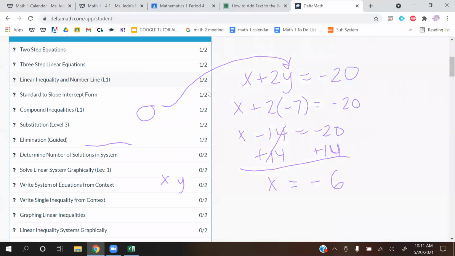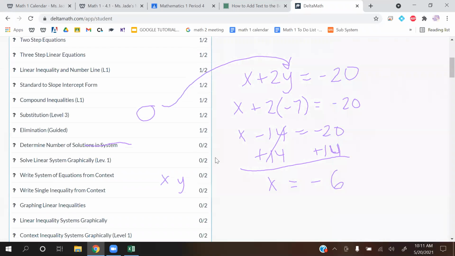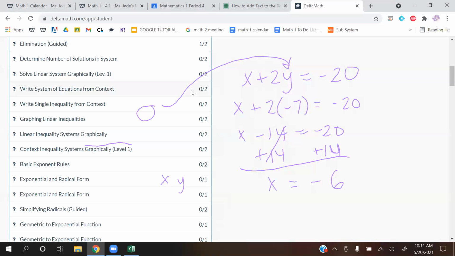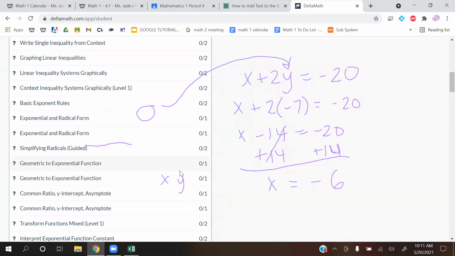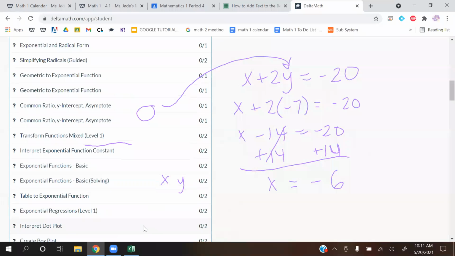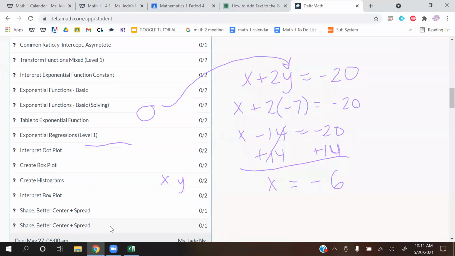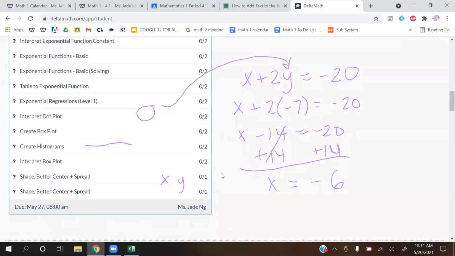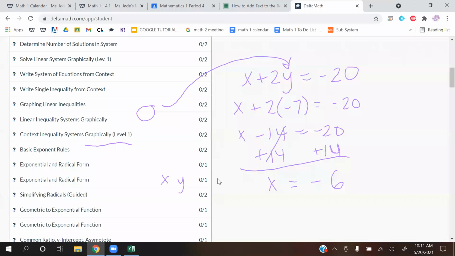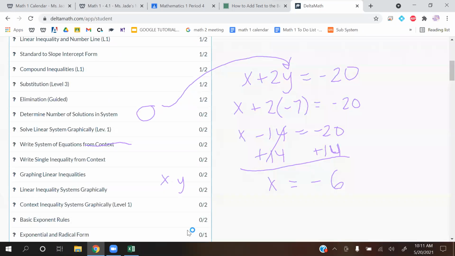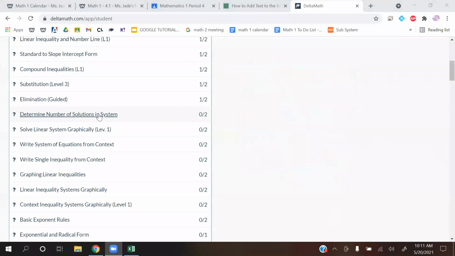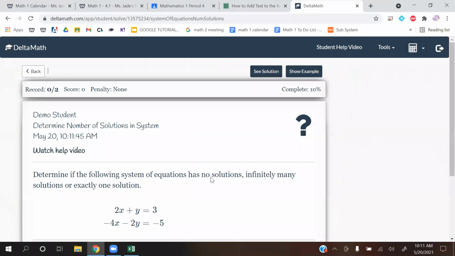Okay, how many problems are there? It's 23-ish, whatever. I'll do half of the problems today, so we'll just keep going until there's half, and then that way we'll save some for next class, and you're not going to be too annoyed at listening to my voice the entire day. Okay, let's go to determine number of solutions in system.